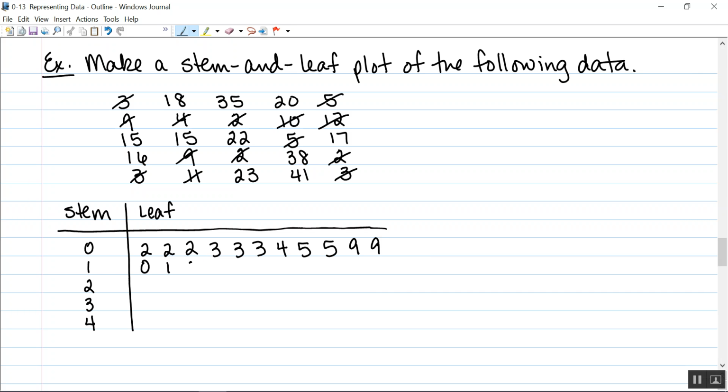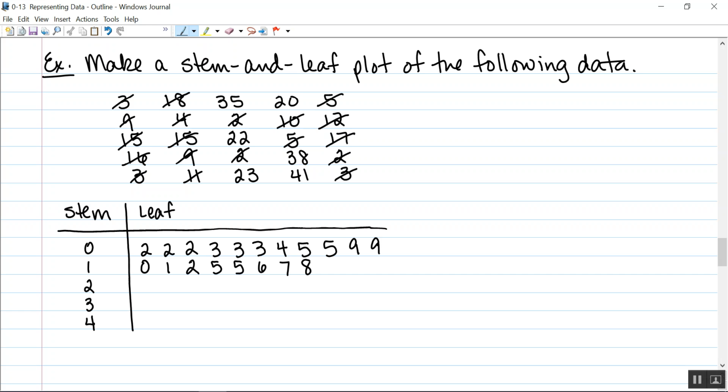I have a 12, and I think I have 2 15s. There's a 15, and there's another 15, so that's going to be 2 5s. Then I have a 16, that's a 6. I have a 17, that's a 7, and I have an 18, that's an 8. And those are all of my 2-digit numbers that start with a 1.